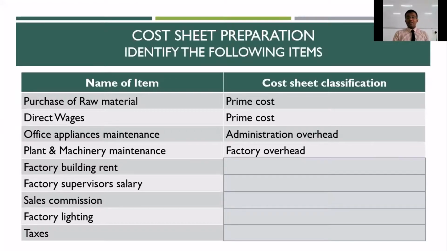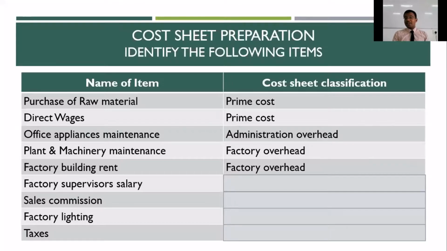Next one, factory building rent. Okay, next one is factory building rent. Now, factory building rent is the rent that you pay for your factory premises. Okay, that's the money that you will be paying for your factory premises. So this would be a part of your factory overhead. Okay, it will be a part of your factory overhead.